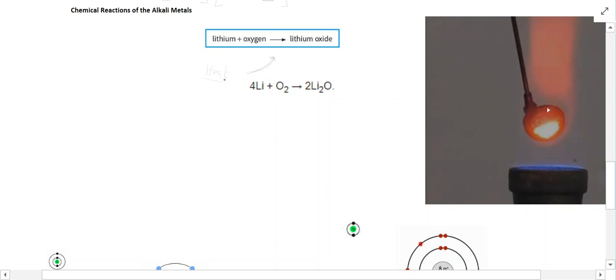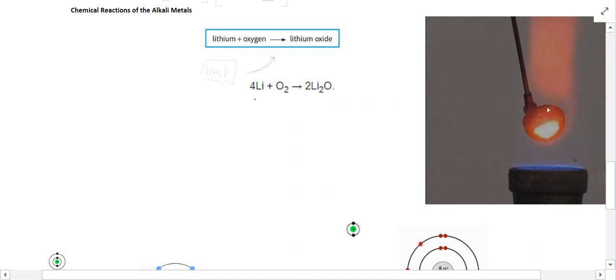Now, this can be known as a catalyst. It's something that starts the reaction off. So you would take some lithium, hold it in oxygen, heat the lithium up, and that will get the reaction going. This is what's known as a catalyst, something that starts the reaction or gets it going. And you get what's called lithium oxide formed.